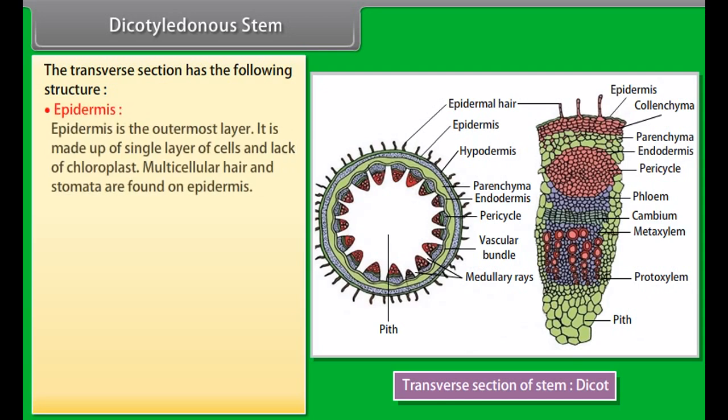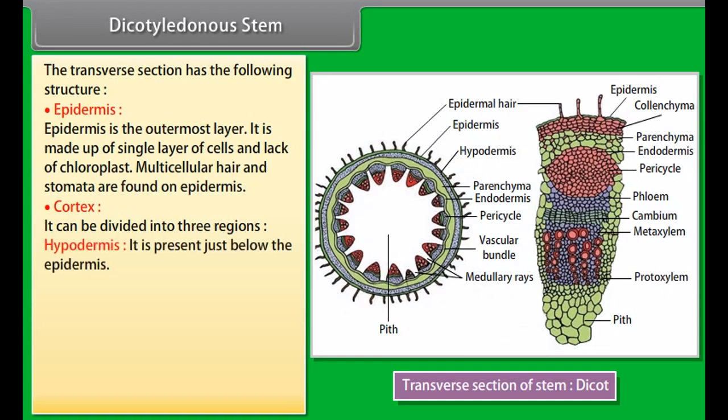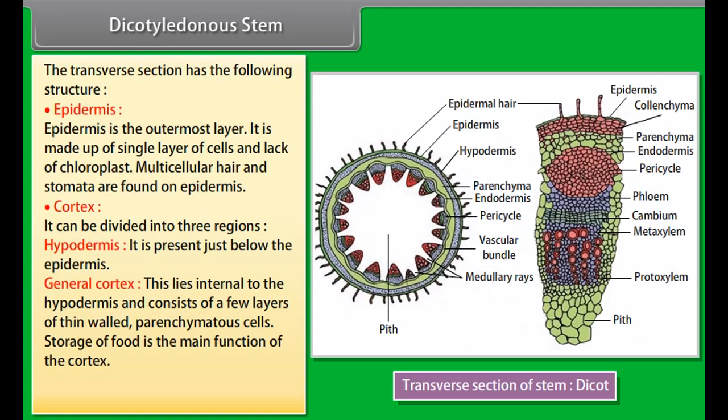Epidermis. Epidermis is the outermost layer of stem. It is made up of single layer of cells and lacks chloroplast. Multicellular hair and stomata are found on epidermis. Cortex. It can be divided into three regions. Hypodermis. It is present just below the epidermis. General cortex. This lies internal to the hypodermis and consists of few layers of thin-walled parenchymatous cells. Storage of food is the main function of the cortex.